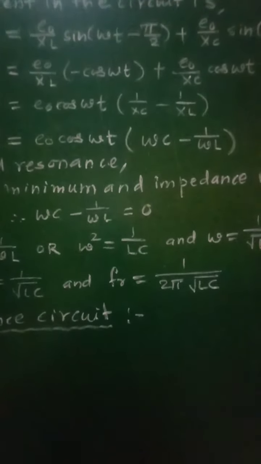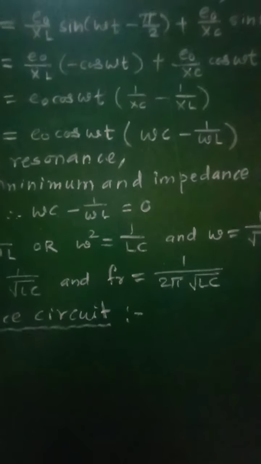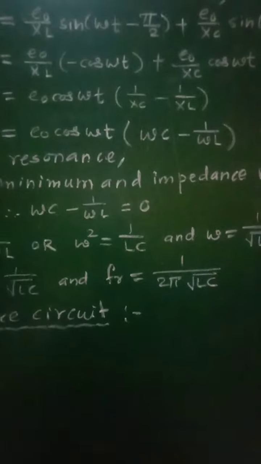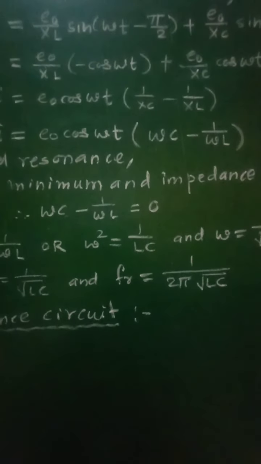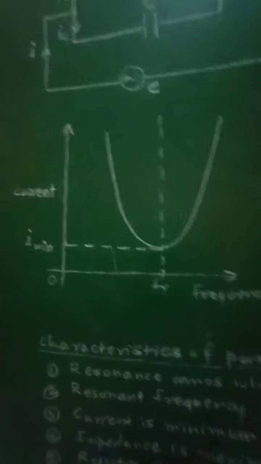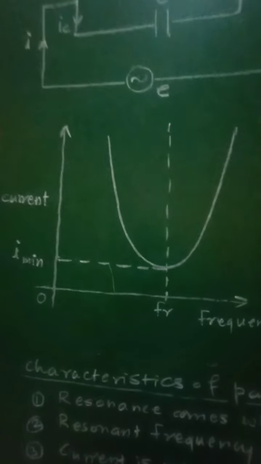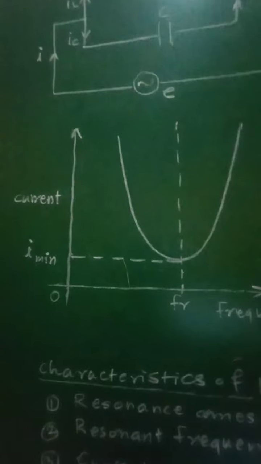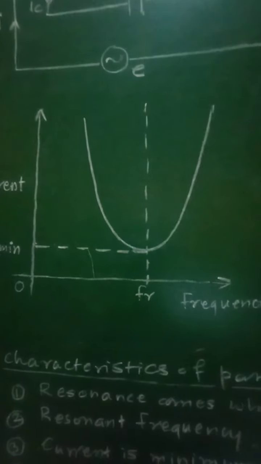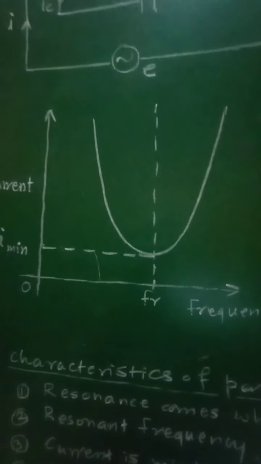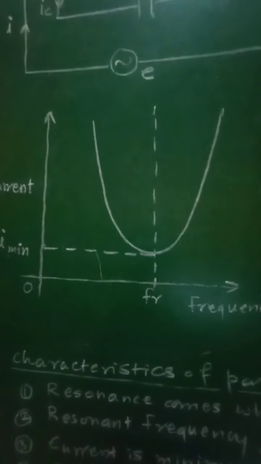In case of parallel resonance circuit, it is similar to that of the resonant frequency in case of series resonance circuit. And now let us consider the variation of current against frequency. That graph is now plotted. Along y-axis current is plotted, along x-axis frequency is plotted, and the nature of the variation of current versus frequency is as shown in figure.